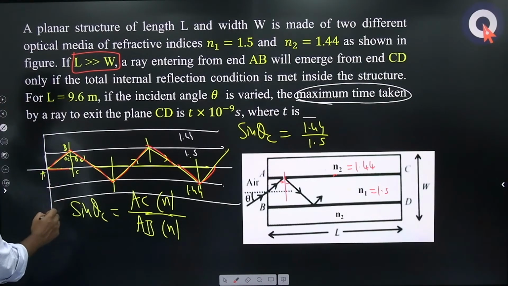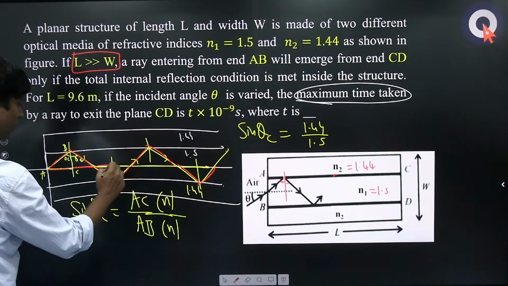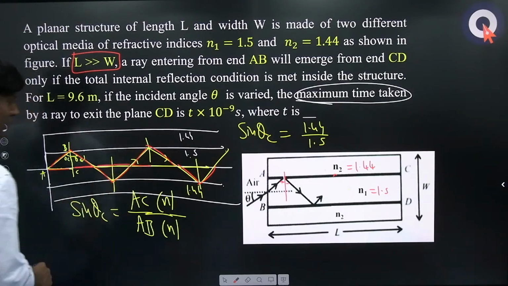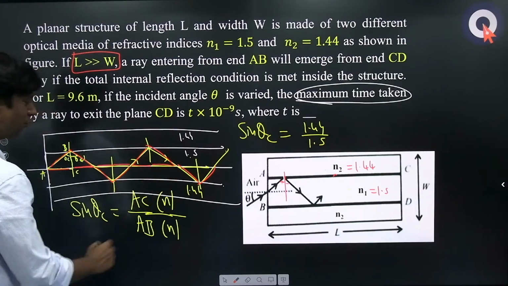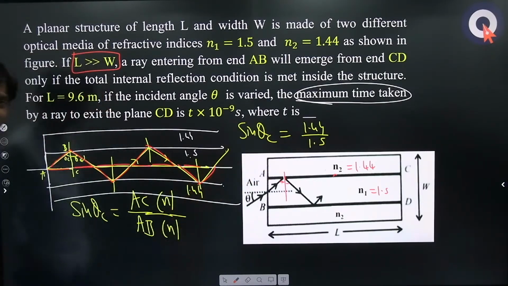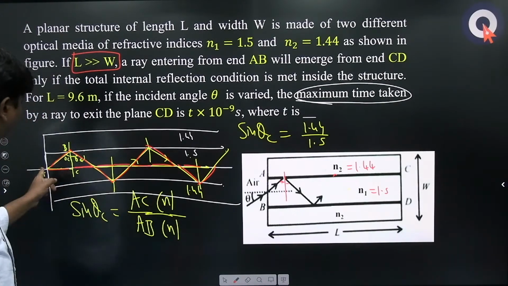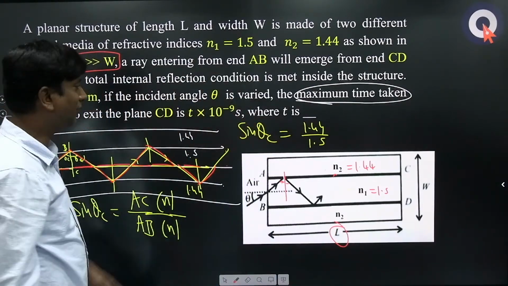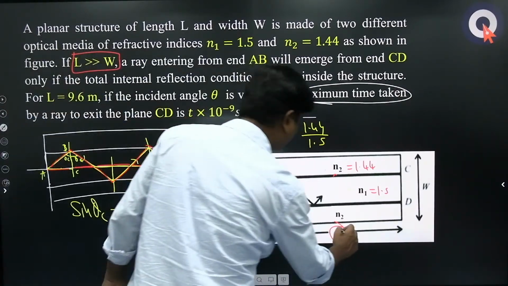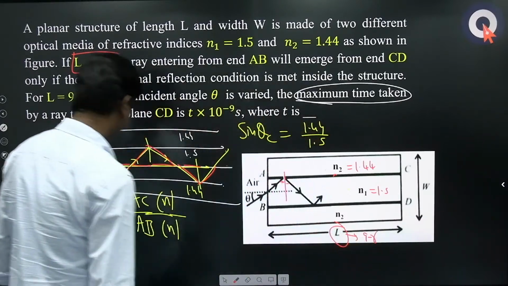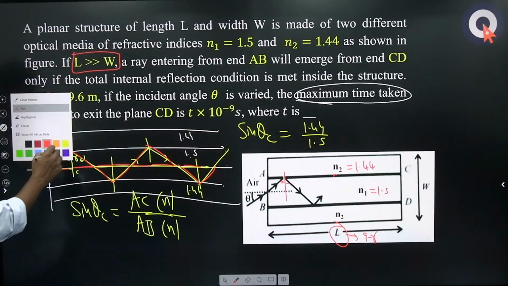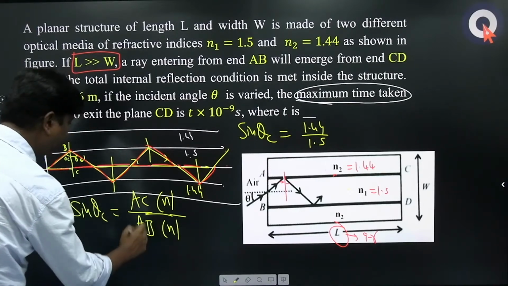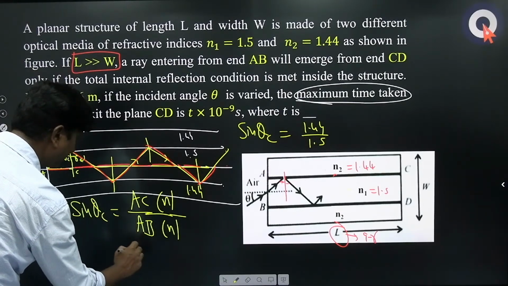so AC is this one, then next to this one, for this one you will get this projection, for this one you will get this projection, and so on. Likewise, if you take all projections, total n times of AC is nothing but your length, which is L only. And the value of L is how much? 9.6. So this value will be n times of AC is nothing but 9.6.